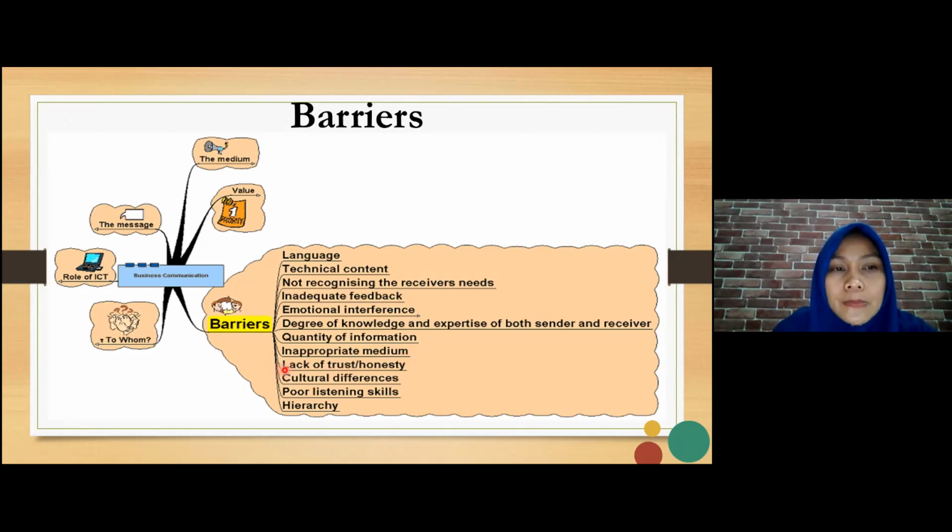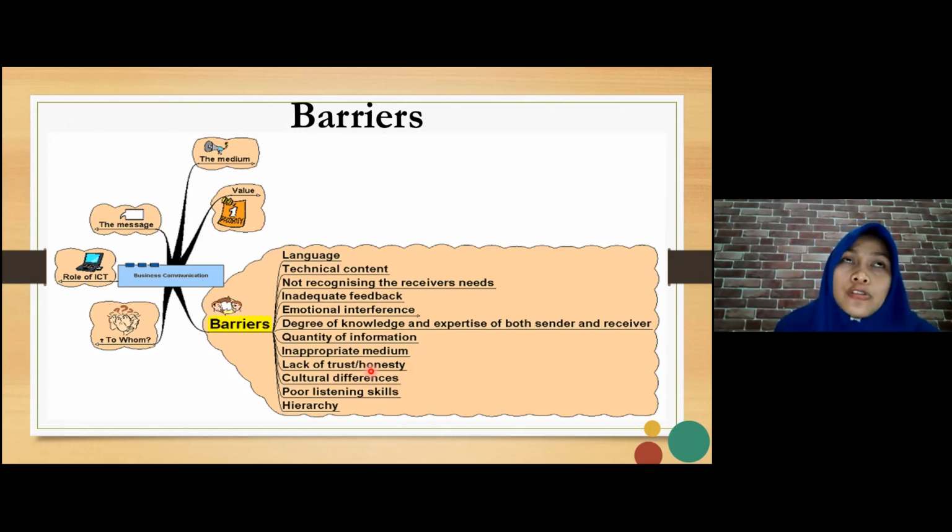Okay, then the next one is about lack of trust and honesty. Lack of trust and honesty will influence our communication. Whether I trust you or not will determine whether I will inform you of all of the issues, all of the information or not, right? If I trust you as a good friend, as a close friend, for example, I will tell you anything that I did in a day, because there is no limitation, there is no barrier between us, because you are my closest friend.